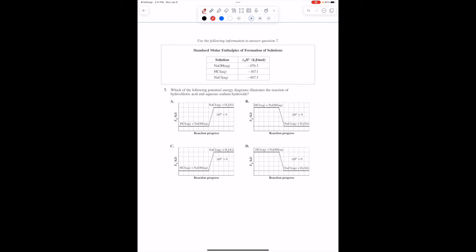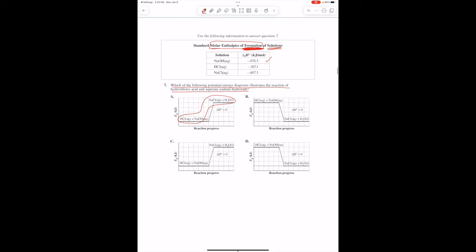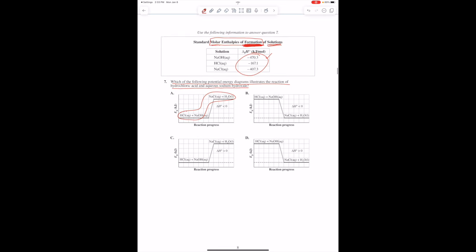What do we got going on here? Okay. Which of the following potential energy diagrams, I'm reading this, illustrates the reaction of hydrochloric acid and sodium hydroxide? Okay, what do they got going on here? So I got NaOH here. Oh, look at what they gave me. Molar enthalpies of formation. So I'm gonna do Hess's law for this reaction. That reaction right there. HCl plus NaOH makes NaCl plus water.